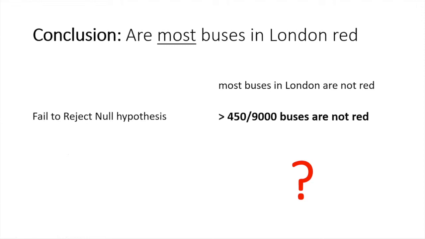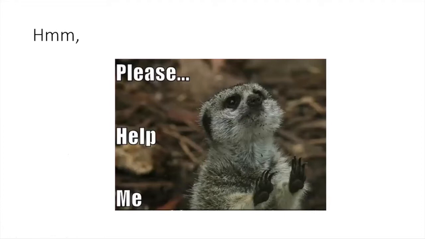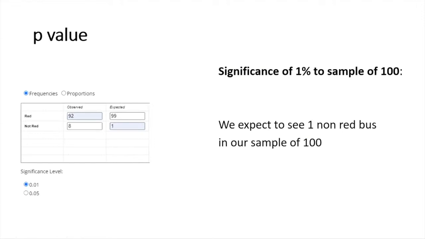We ring our statistician friend again and say, gosh, we're desperate, please help. So he says, okay, all right, here we go. We can do something else. What we're going to do now is keep your data the same, but change our significance level. Last time we were expecting 5%. But now we're going to change our significance to 1%, 0.01. So now we expect to see 1 non-red bus in our sample of 100.